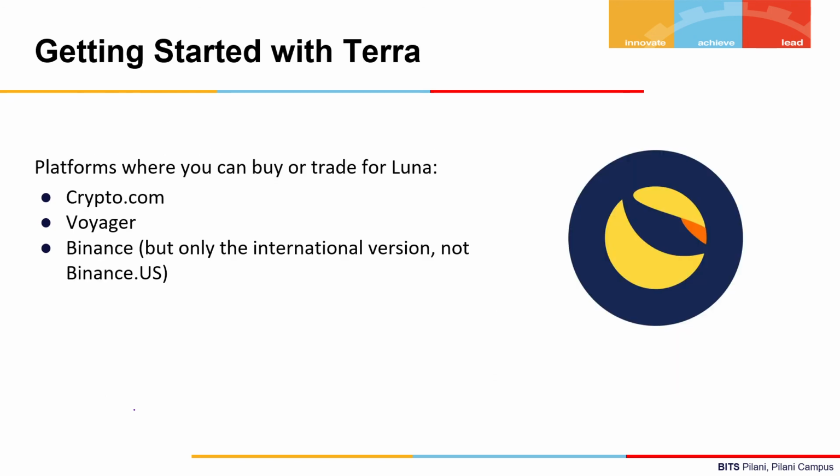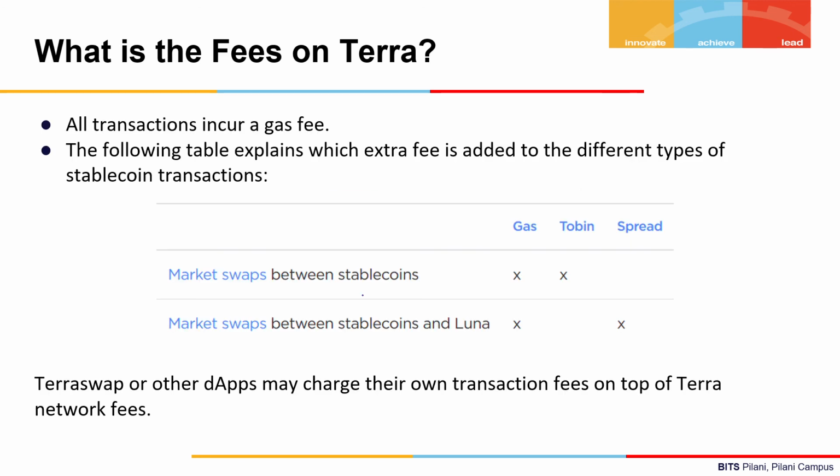Now, suppose you are interested in Terra and you want to get started with it. Though Luna is not listed on many platforms, there are these 3 platforms where you can buy Luna. It's important for you to understand the fees that you'll be incurring on every transaction on Terra. As I said earlier, each transaction has a gas fee. Along with that, we have extra fees. If you're swapping between stable coins, you have to pay the Tobin tax. And if you're swapping between a stable coin and Luna, you have to pay the spread tax. Apart from this, other dApps might charge their own transaction fees on top of the Terra network.